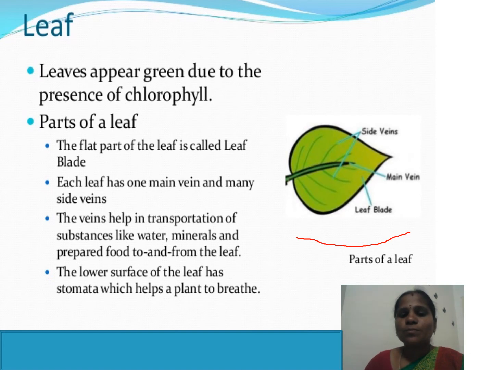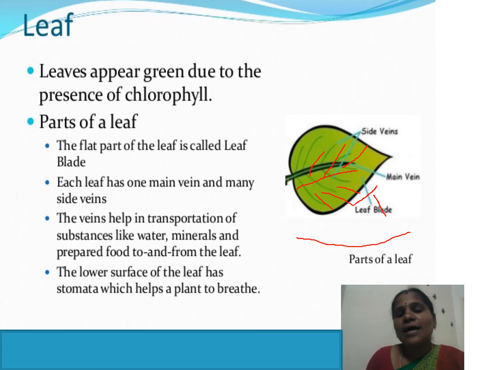So, the flat part of the leaf we should call the leaf blade. This is the leaf blade. Each leaf has one main vein. This is the main vein. And it has many side veins. See, on both sides it has many side veins.